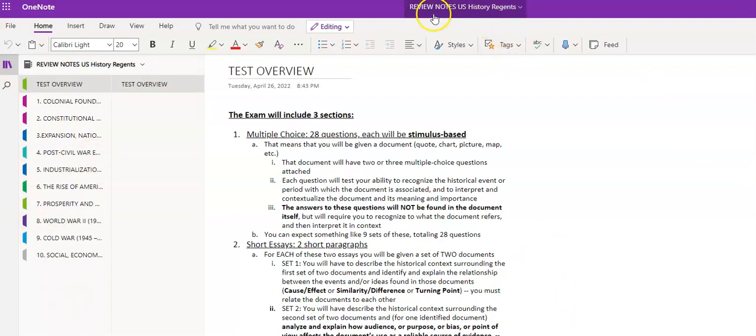Separately, you should have access to a notebook that says Review Notes in U.S. History Regents. This is that same notebook I mentioned before, but we have added some beef to that outline. We have gone through it and expanded it somewhat, again, to give you a little bit more of a running start as you do your own review.